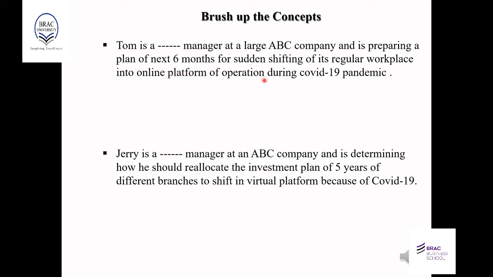Now his specialization area. He is preparing the plan for operation. So we can say that he is in charge of the operation department. So the final answer is Tom is a first line operation manager and he is performing the planning task in this particular situation. Here we can solve the first case.